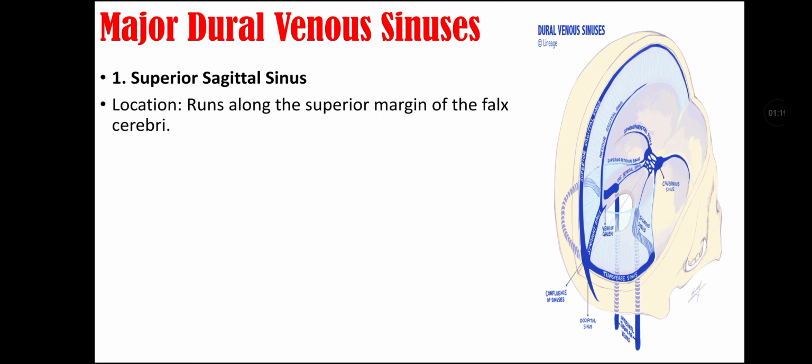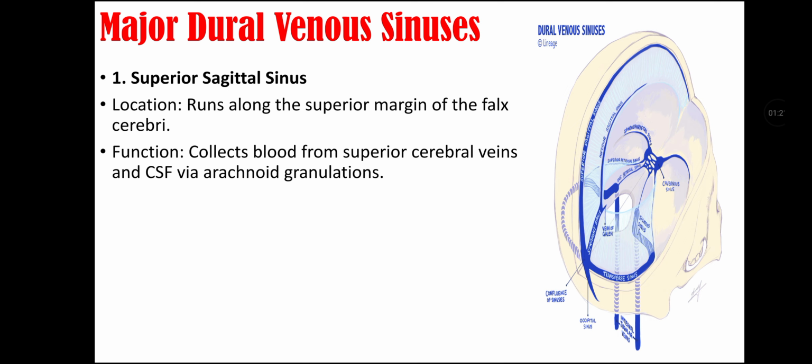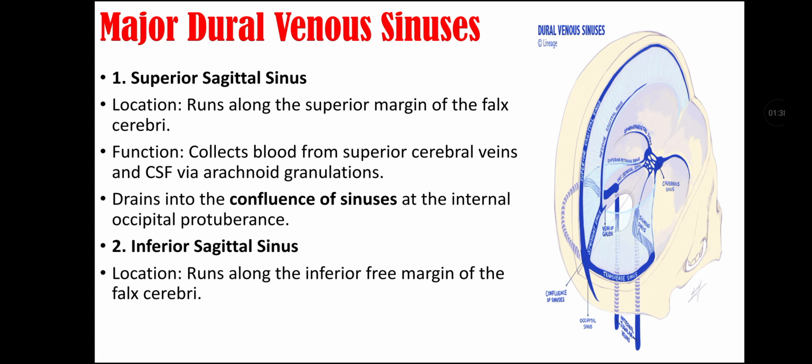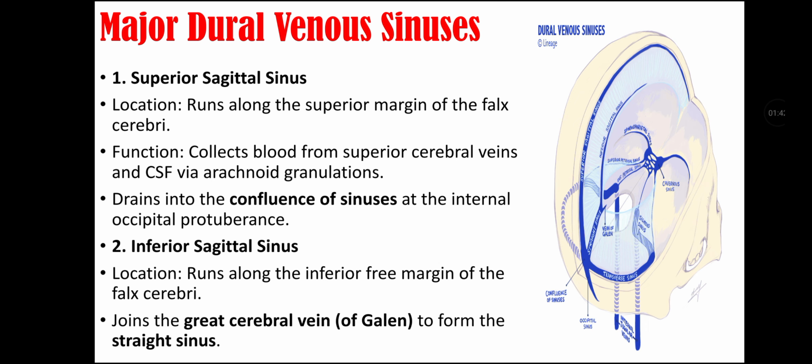It runs along the superior margin of falx cerebri. Its function is to collect blood from superior cerebral veins and CSF through arachnoid granulation. It drains into confluence of sinuses at the internal occipital protuberance. Second major sinus is inferior sagittal sinus. It runs along the inferior free margin of the falx cerebri. It joins the great cerebral vein of Galen to form the straight sinus.